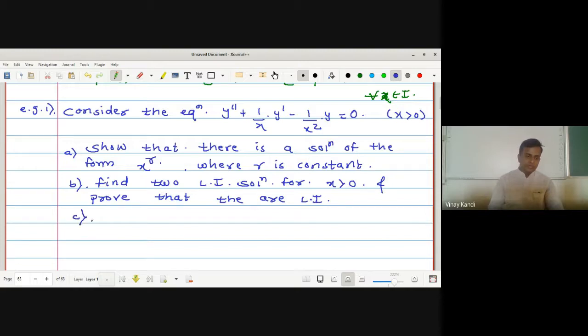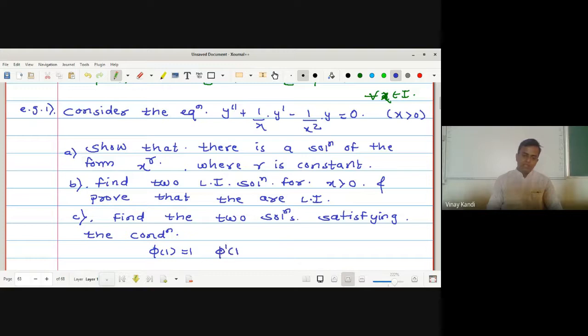And C, find the two solutions satisfying the condition phi of 1 is equal to 1 and phi dash of 1 is equal to 0. This one condition, and psi of 1 is equal to 0 and psi dash of 1 is equal to 1. Okay, write down these examples.